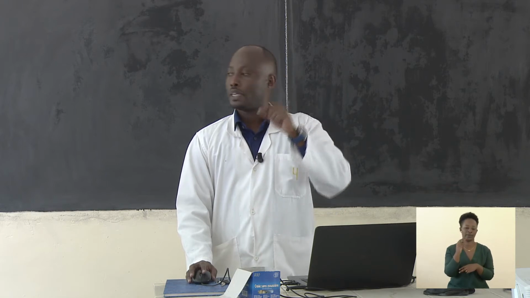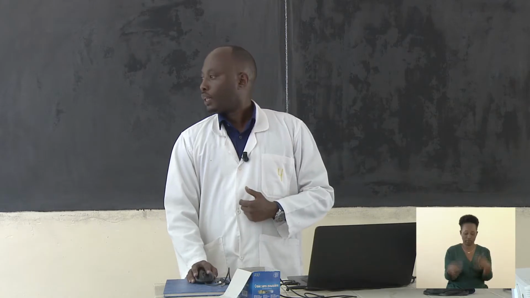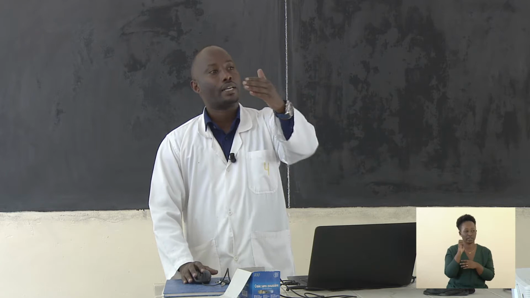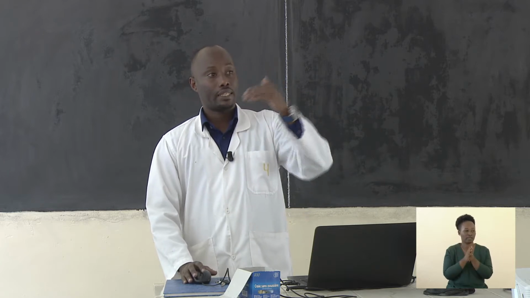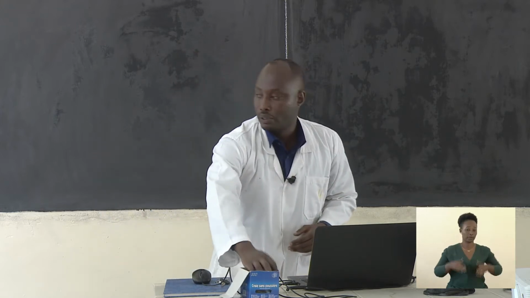So the skin also has the function of preventing the invasion of pathogens, and it prevents the body from water loss. The skin is also important in thermoregulation. There are two words, thermo and regulation. Thermo means heat, regulation means balancing. Our body temperature, students, has to be balanced. If I talk about balancing, it means that the body temperature must not exceed 37 degrees Celsius.